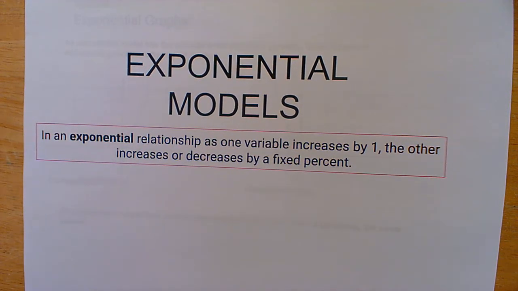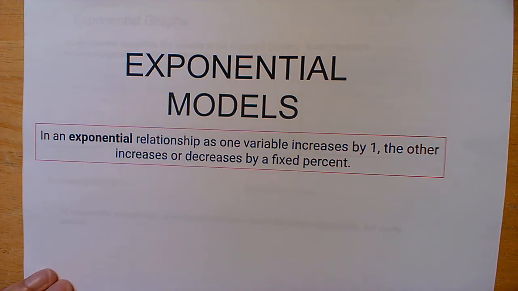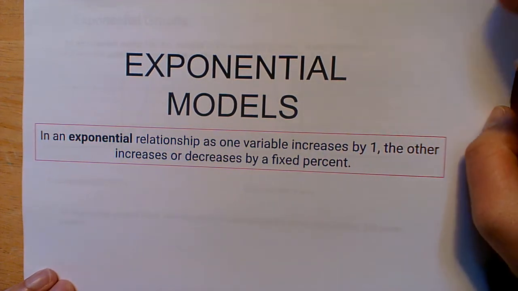Today we are going to be learning about exponential models. Let's go. In an exponential relationship, as one variable increases by 1, the other increases or decreases by a fixed percent. That is overall what an exponential relationship is.